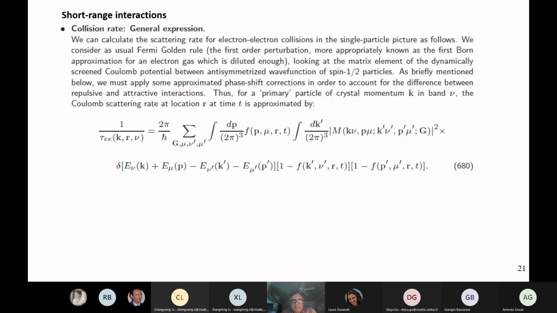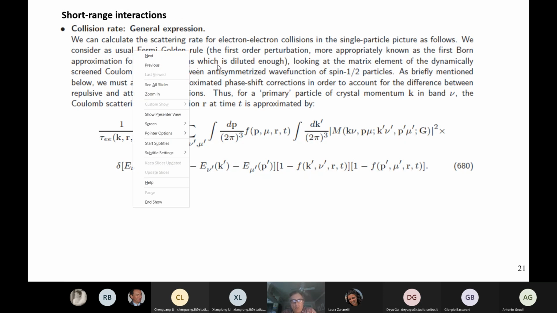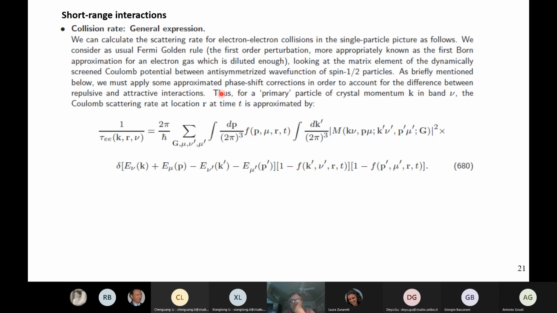So, I put here lots of details. I don't intend to go through all of them during the lecture here. You can read them. They're kind of boring. I want to emphasize the physics that enters here.